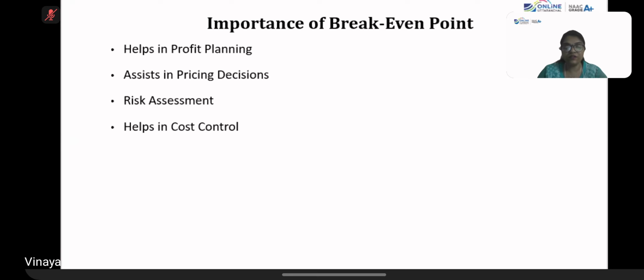Risk assessment, you know that the break-even point allows the business to assess the risk of loss at lower sales and helps in cost control. That means it helps the business to evaluate, students, the impact of fixed cost, variable cost, and identify which costs can be controlled. Okay.